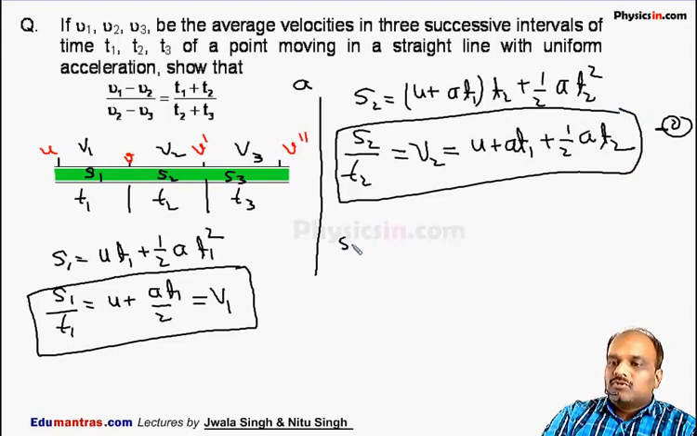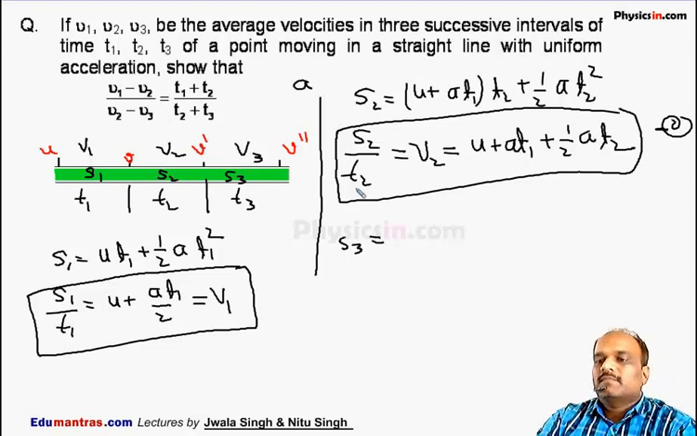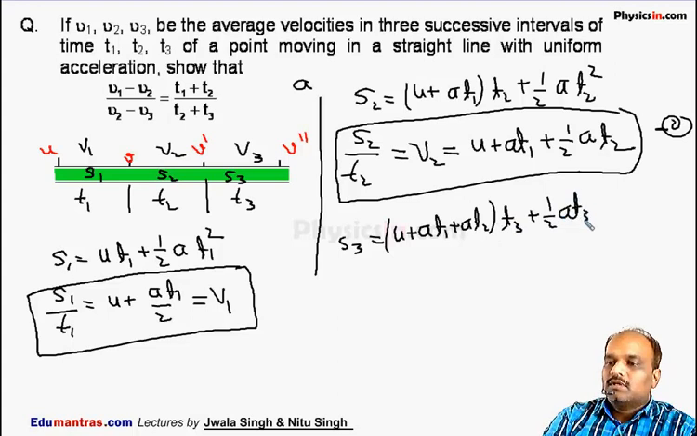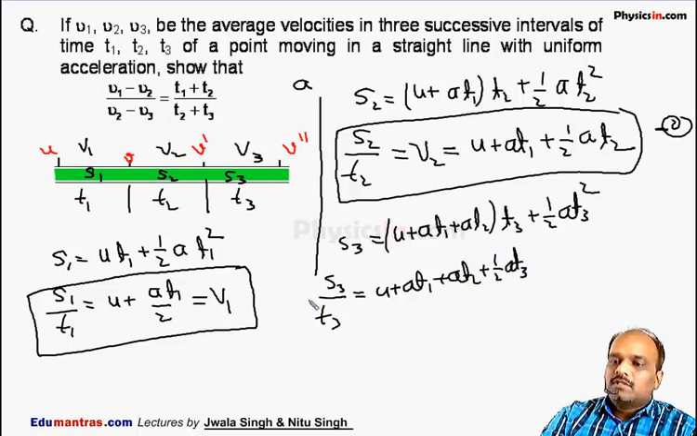Similarly, S3 is equal to U. So U here is V dash, and V dash is equal to U plus A T1 plus T2. So I can write here, it is U plus A T1 plus A T2 multiplied by T3 plus half A into T3 square. So S3 by T3 is equal to U plus AT1 plus AT2 plus 1 by 2 AT3, and this is your V3. This is your third expression.